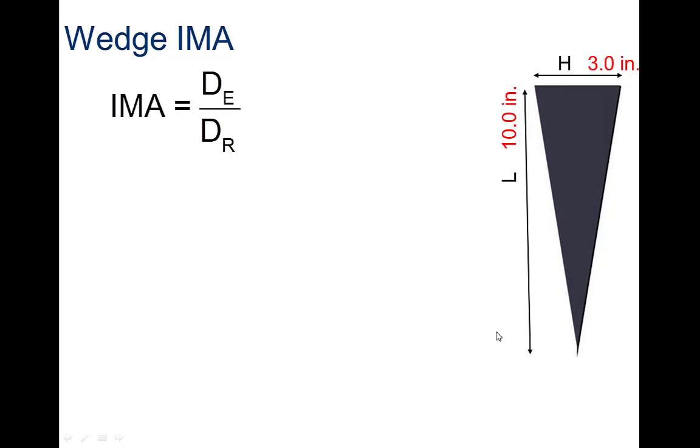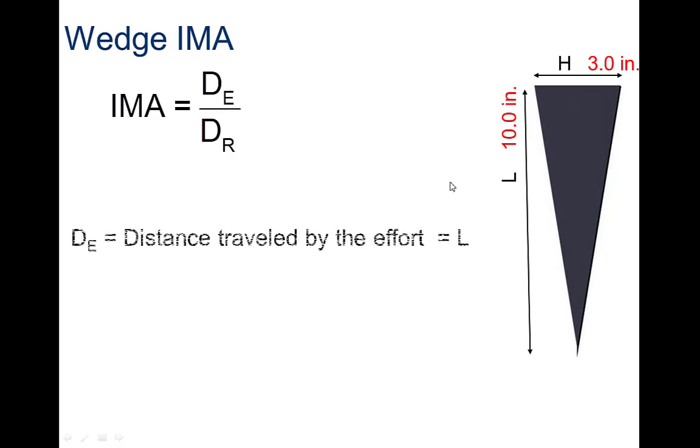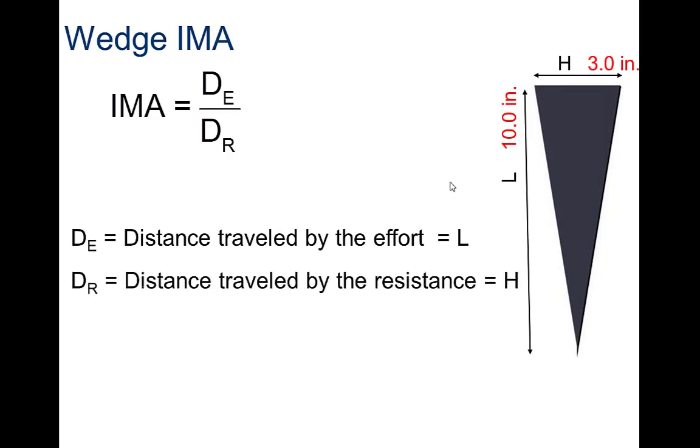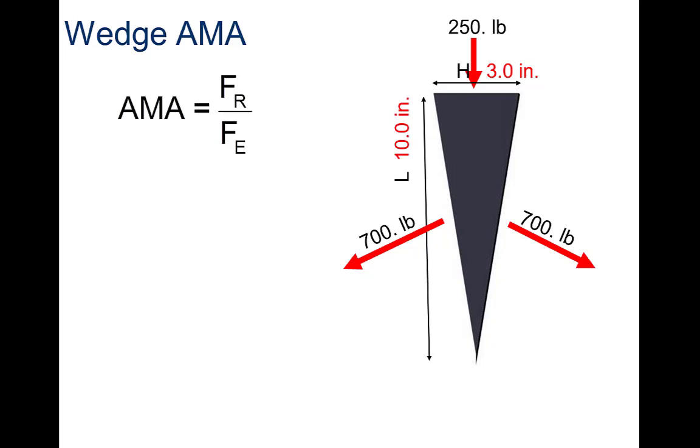The IMA is the distance of the effort over the distance of the resistance. What this means is as I jam this wedge into that piece of lumber, my effort is going to travel 10 inches and my resistance is going to travel 3 inches. So I'm going to get a pretty big IMA on this, right? So L over H is my IMA. Sort of sounds like an inclined plane, but remember, this is just a moving inclined plane. So if I want the AMA, I have to know what my forces are all about.